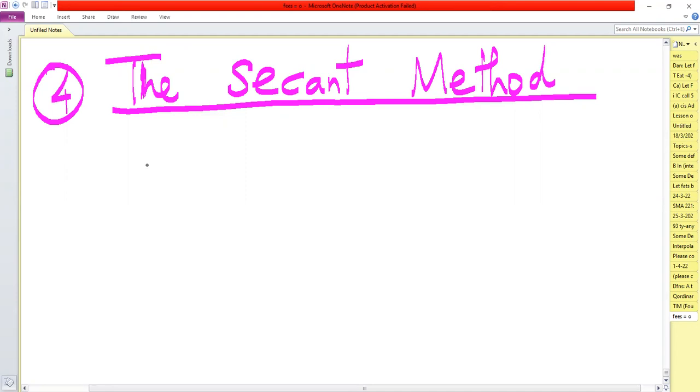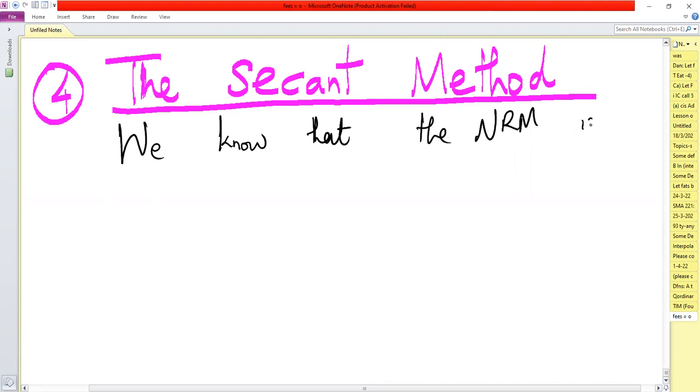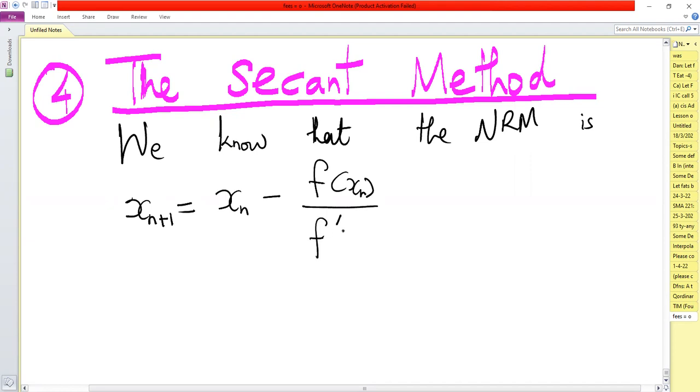So we know that the Newton-Raphson method is given by xn plus 1 equals xn minus f of xn divided by f prime at xn. Let's call this one 1.